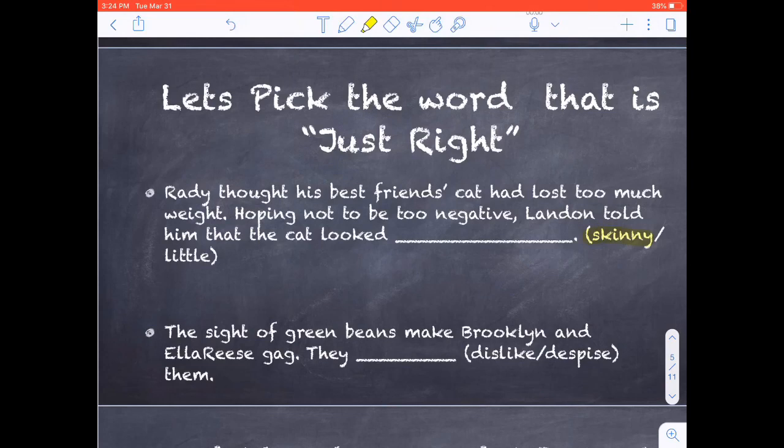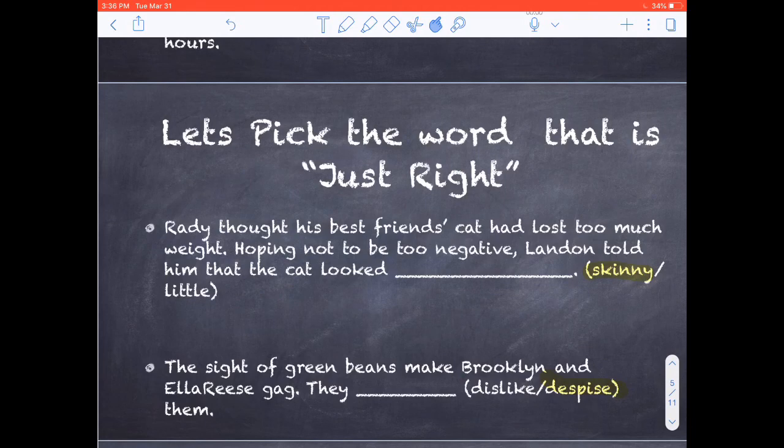The next one is: the sight of green beans makes Brooklyn and Ellery gag. They blank them. So we need to think of the best choice. Which word is just right? They dislike them or they despise them. The stronger word choice here is despise. Despise means that they really do not like green beans, not just what they smell like or what they look like, but they despise them so much that it makes them gag.